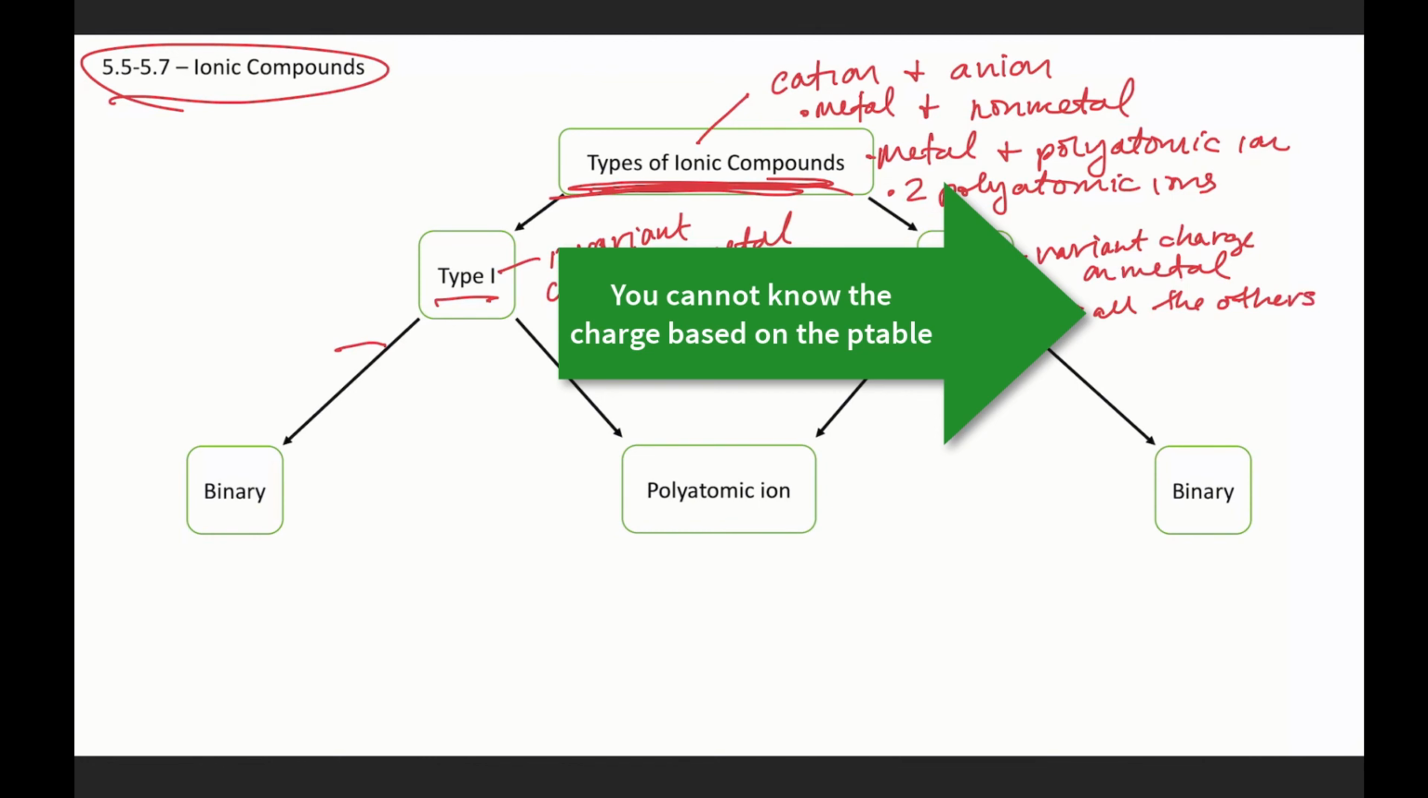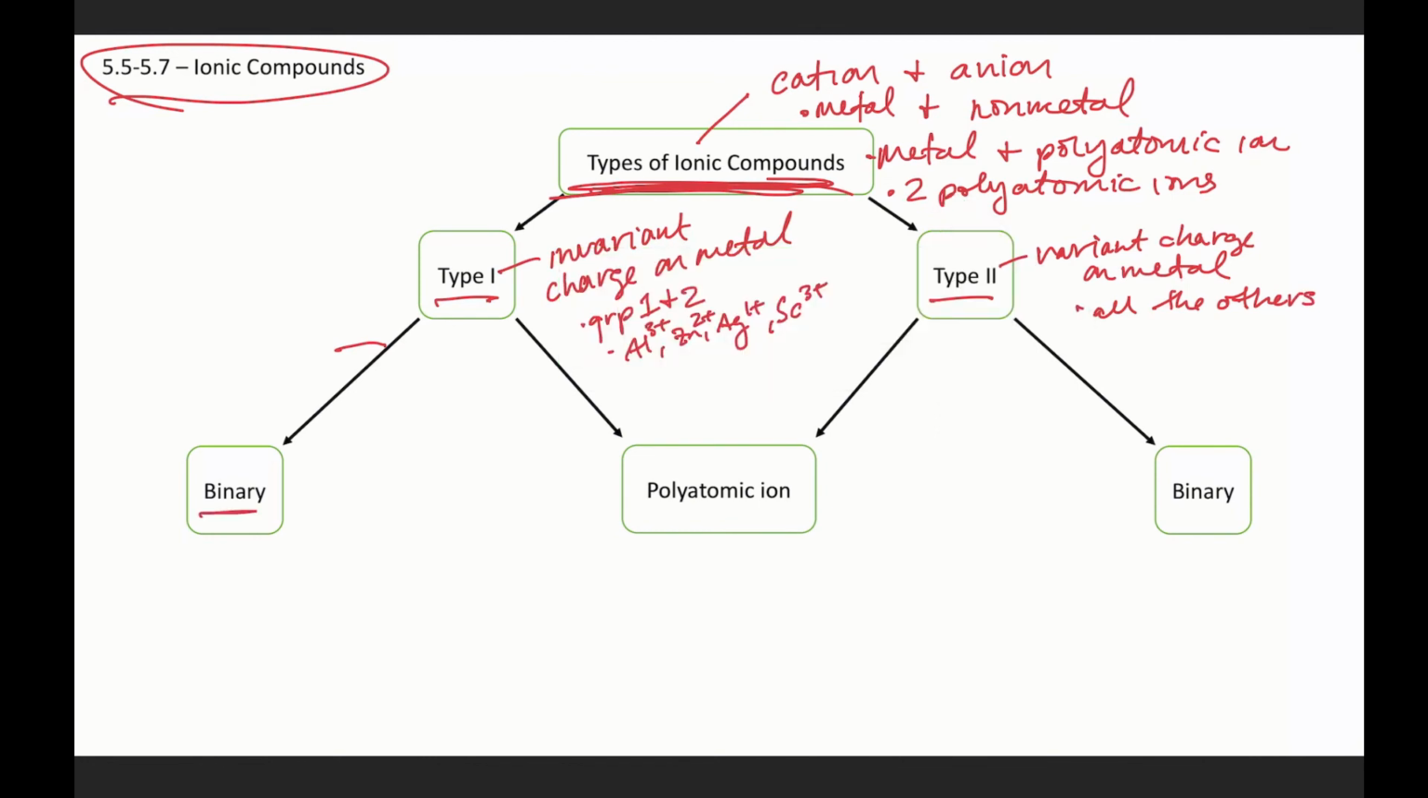All right. Now, our type 1s and type 2s can be differentiated a little bit further into binary or polyatomic ion. And if we think about the word binary, what does that mean? It means two. It means that it's composed of two elements. Only two elements, and that's all it's made of.